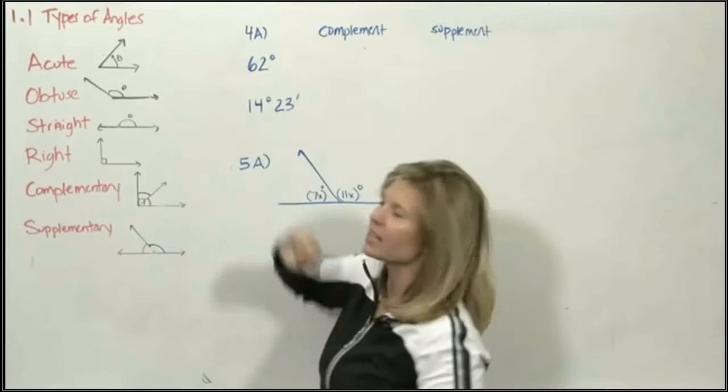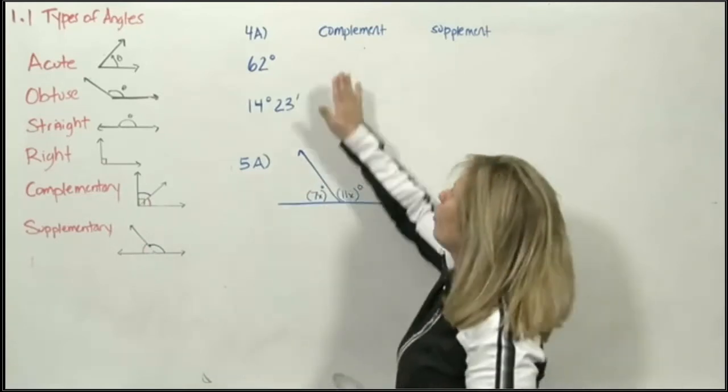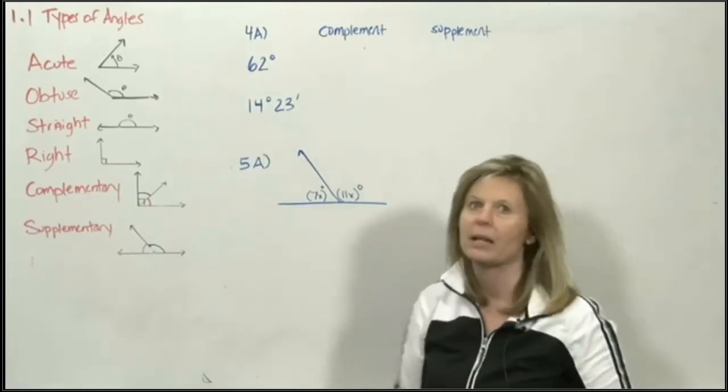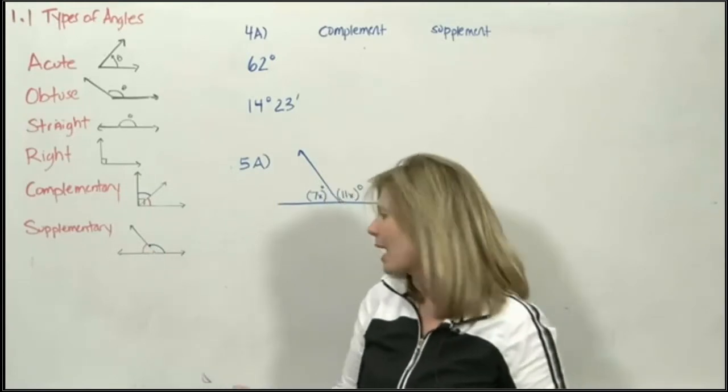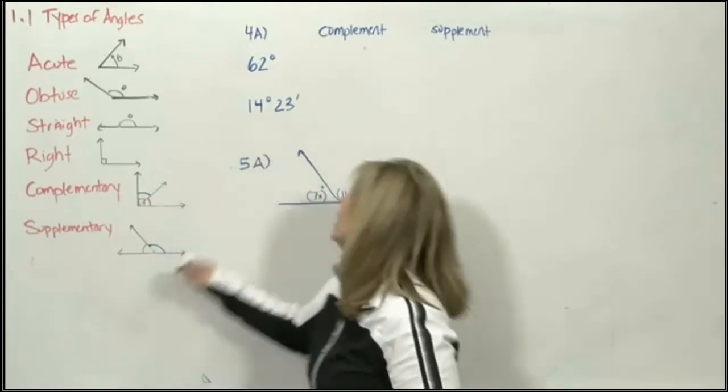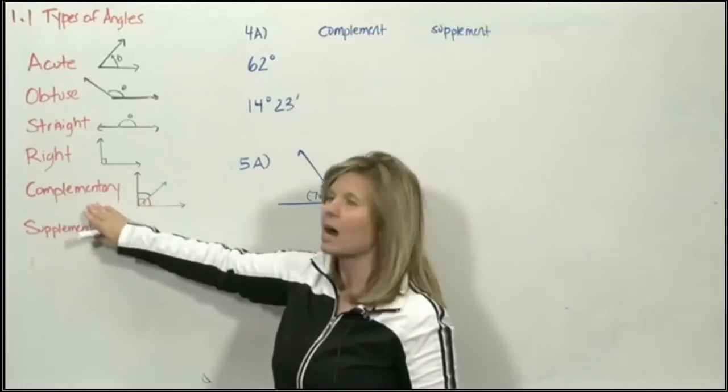So I have an angle that's 62 degrees, and my question is, I want to know its complement and its supplement. So this is straight. Do you know your vocabulary? So if you recall, complement means the same thing as complementary.